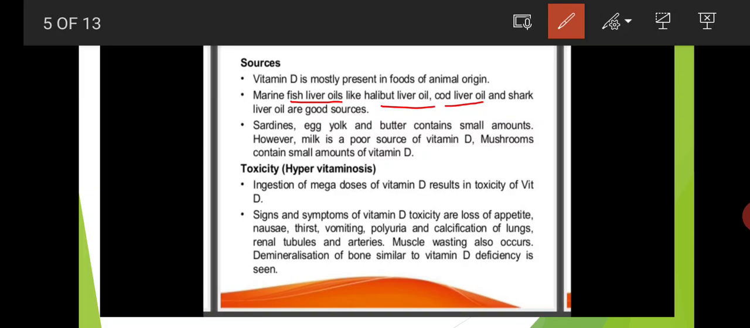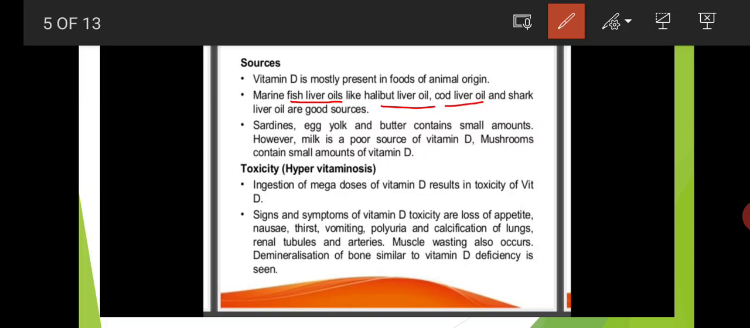Same like vitamin A, vitamin D is also present in marine fish liver oils like halibut liver oil, cod liver oil, and shark liver oil. And sardines, egg yolk, and butter contain small amounts of vitamin D. However, milk is a poor source of vitamin D. Mushrooms contain small amounts of vitamin D.